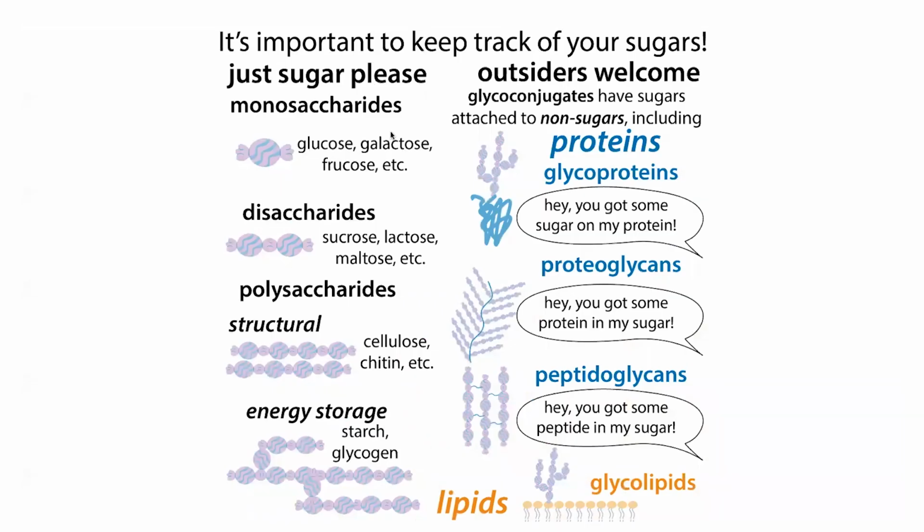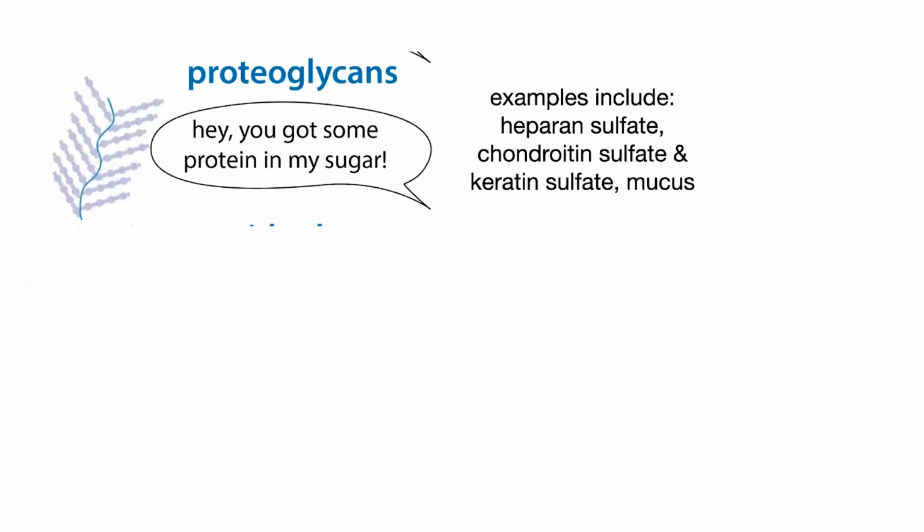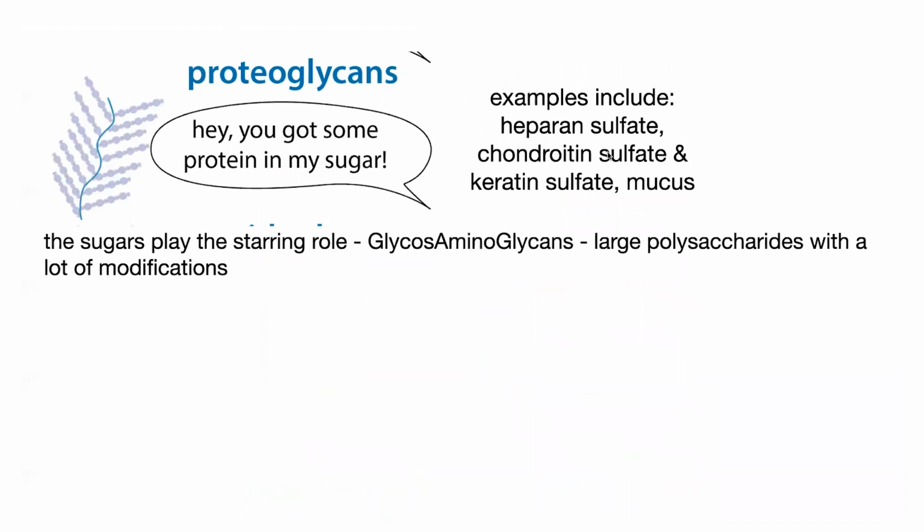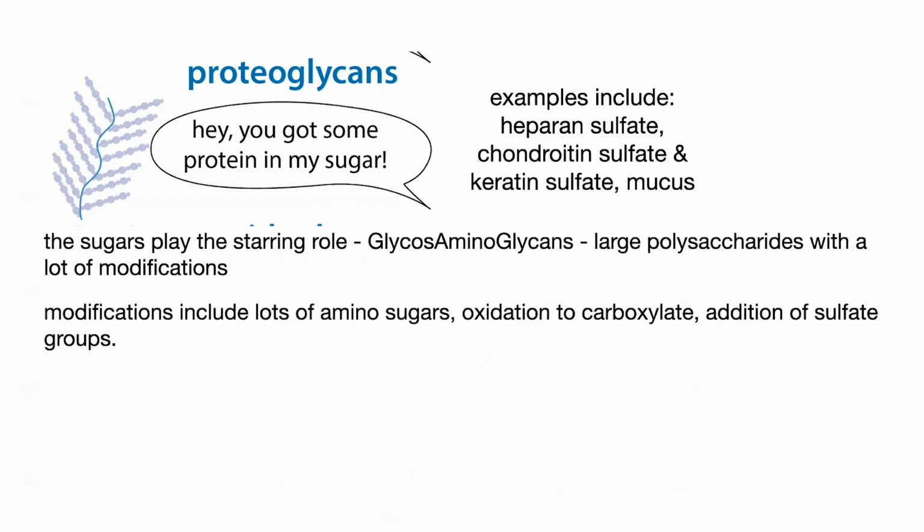Okay, so that was a glycoprotein, where protein was the star and glyco was the minor role. Now let's talk about proteoglycans. Here you have mostly sugar and part protein, and the protein is often serving to help hold it in place. Some examples include heparan sulfate, chondroitin sulfate, and keratan sulfate, as well as mucus. The sugars in proteoglycans are often glycosaminoglycans, or GAGs, and these are large polysaccharides with a lot of modifications.